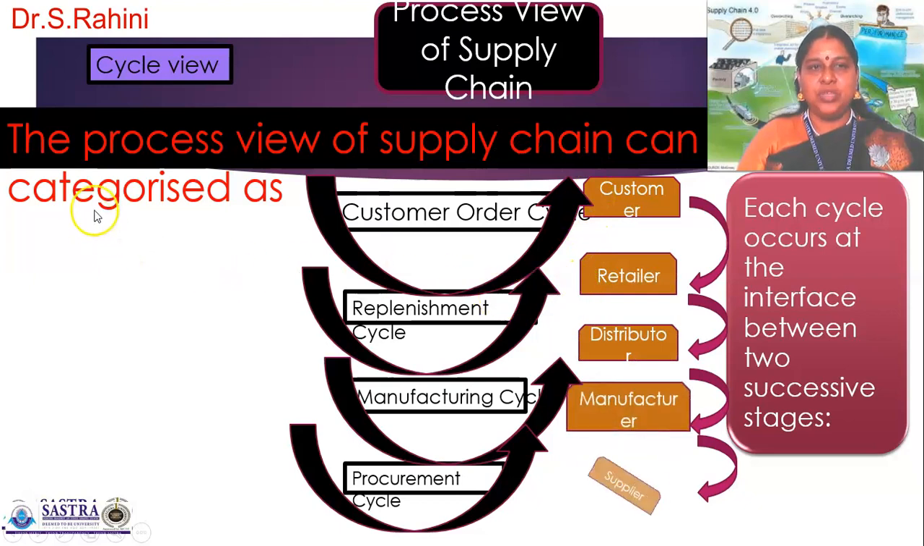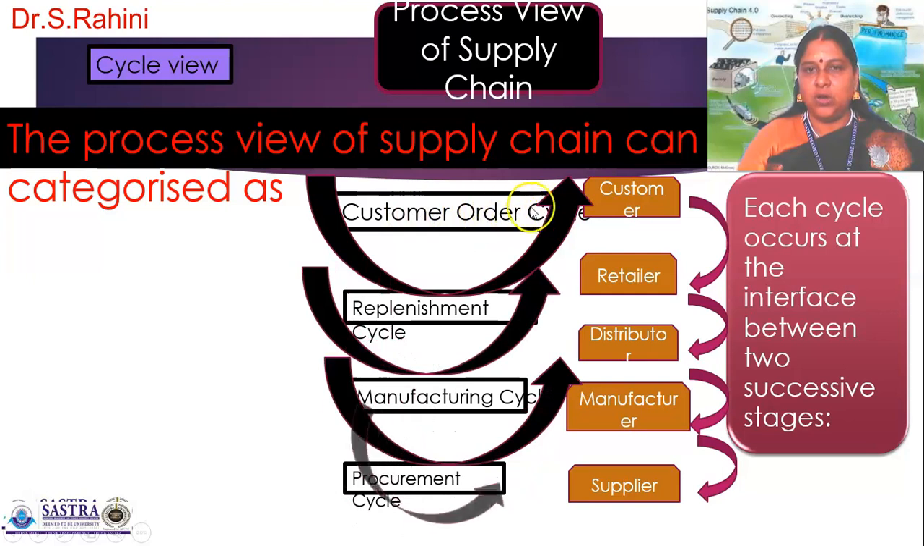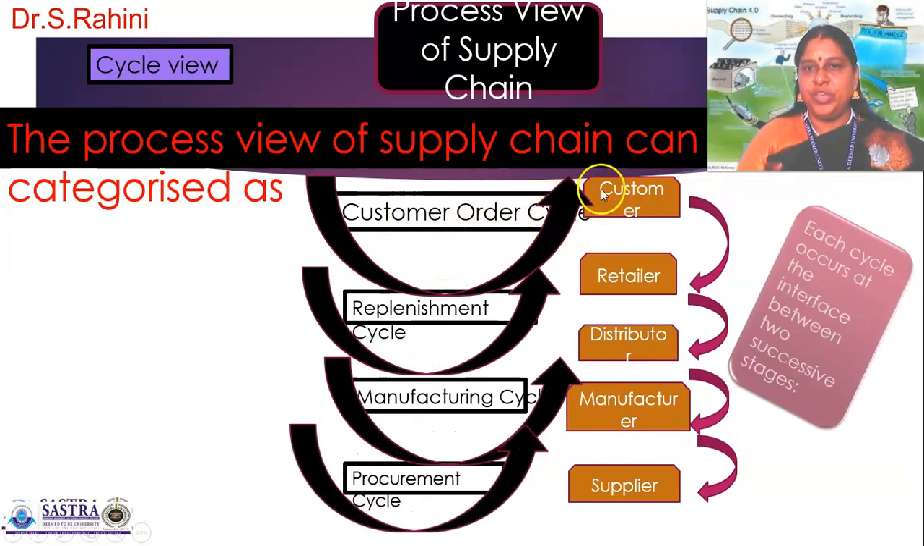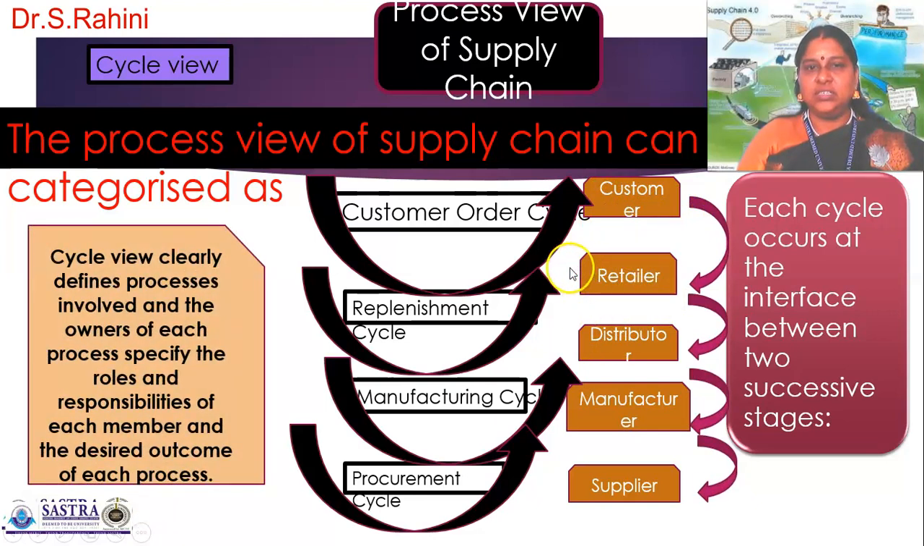What is happening here? Actually, the customer order cycle is between two parties: one is the customer and the other is the retailer. Likewise, the other cycle, replenishment, is between the retailer and the distributor. The process going on between these two is called replenishment.